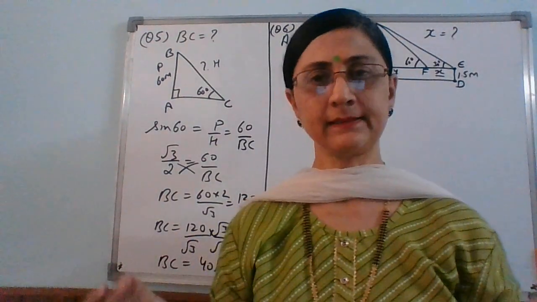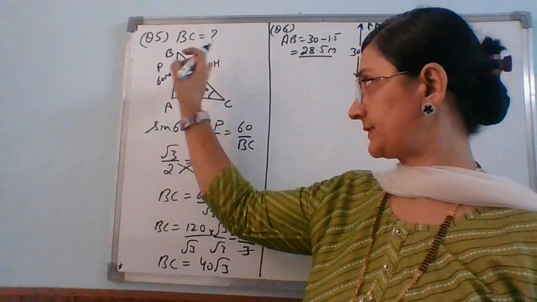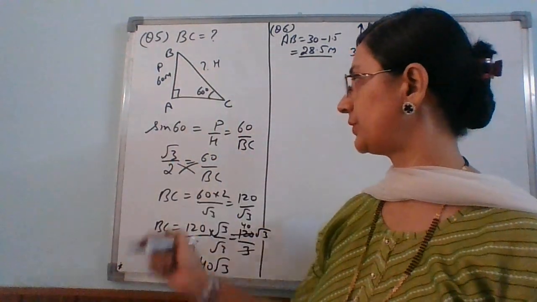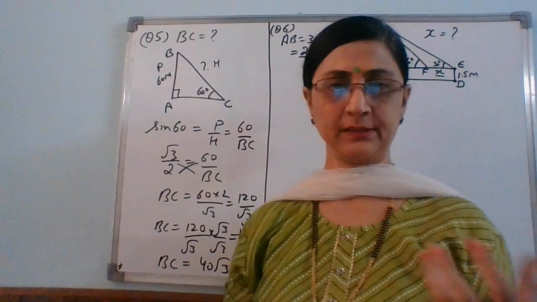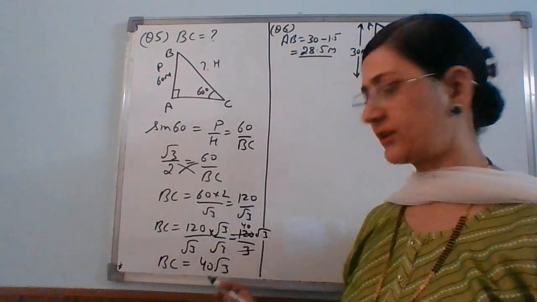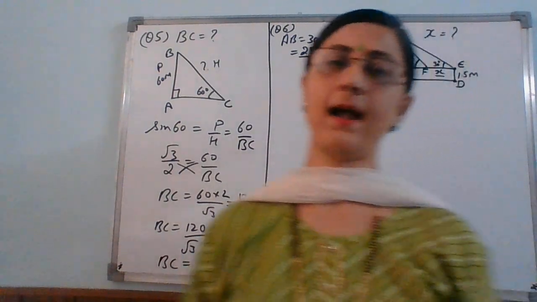So it was direct and simple. Perpendicular was given, hypotenuse we were supposed to find out, angle was 60. So use sine, because in sine, P and H are connected. Substitute the value of sine 60, cross multiply, rationalize, and you'll get the answer.